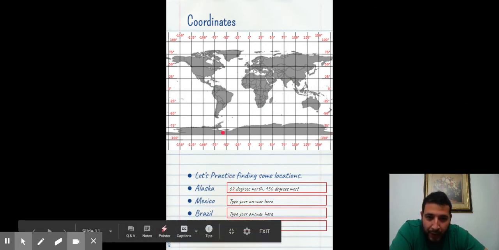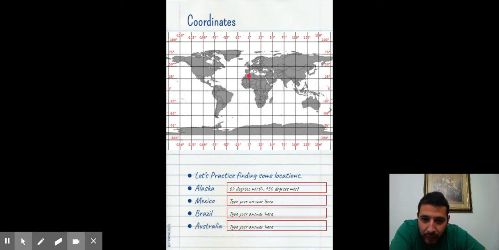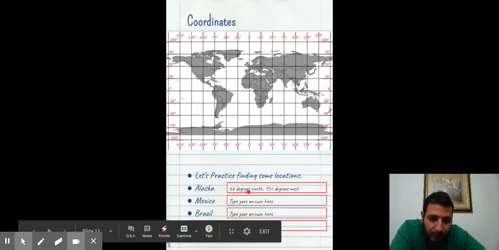So this is for the coordinates. I just put this so you can practice some. I gave you Alaska. So Alaska is about, if you look at here, you start on zero. It's about 60 degrees, 62 degrees north. And then you count over here. So it's north. And then you go left, so it will be the west. It's about 150. So if you look at the answer, it's 62 degrees north, 150 west.